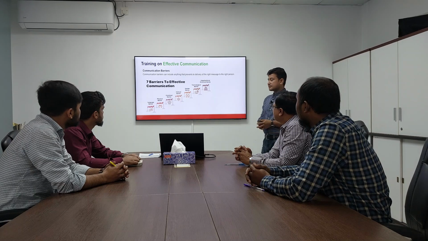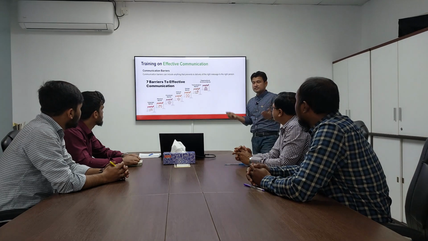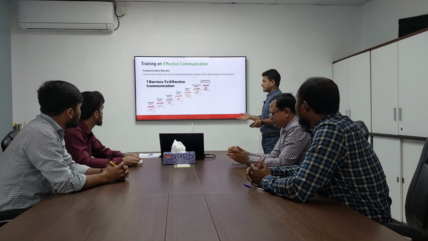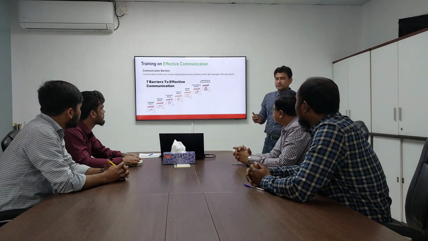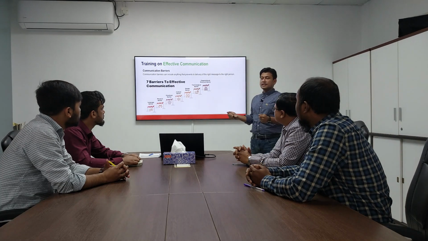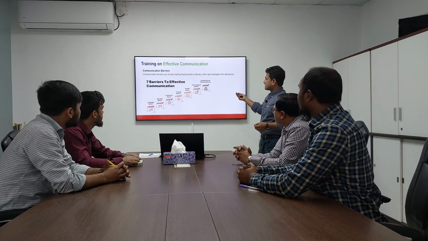Then another thing is the cultural problem. There are seven barriers to effective communication, but they are not listed here. Another barrier is the emotional barrier, because suppose you express something very emotional, like a positive emotion, and the other person receives it with a negative reaction. There are many other barriers, like the gender barrier.